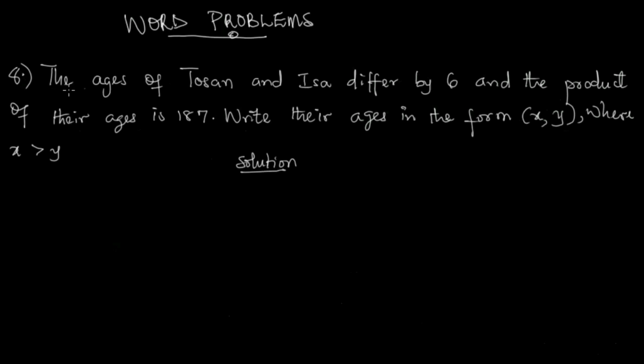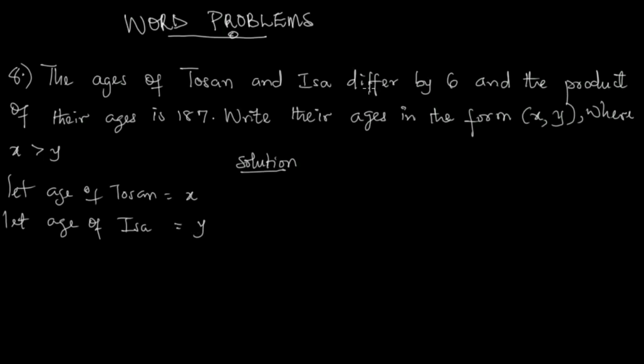Alright, so question 8 says the ages of Tosan and Isa differ by 6, and the product of their ages is 187. Write their ages in the form (x, y), where x is greater than y. Alright, so let the age of Tosan equal x, and let the age of Isa equal y.